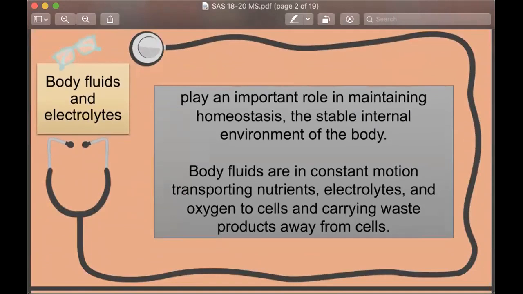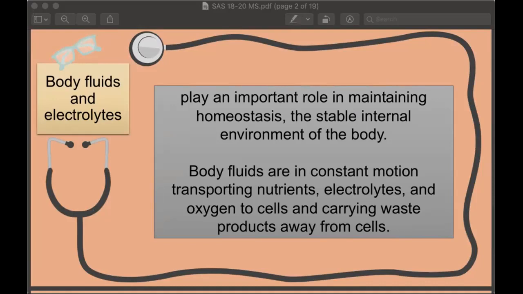Here we're going to start with your body fluids and electrolytes. So we're going to read this first. It plays an important role in maintaining your homeostasis. If we say homeostasis, it is the stable internal environment of the body. It means it has the ability to maintain a relatively stable internal state that persists despite the changes that are happening outside. Okay? Now, the body fluids are in constant motion, transporting nutrients.